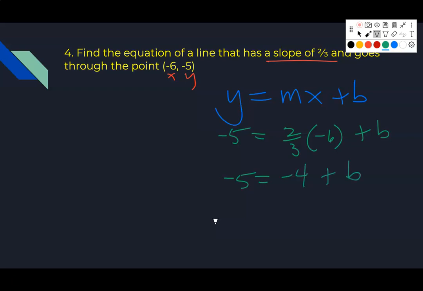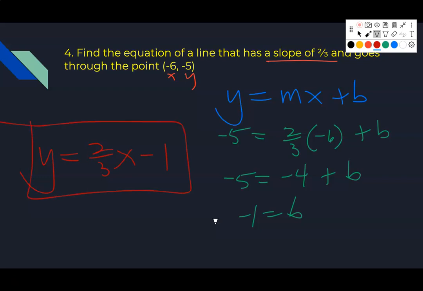And then to isolate b, we add 4 to both sides. So -5 plus 4 is -1. So that is our y-intercept. So now we can write the equation of the line. y equals, slope is 2/3 x plus b, which is -1. So 2/3 x minus 1.